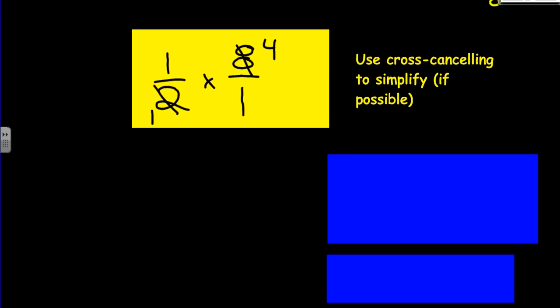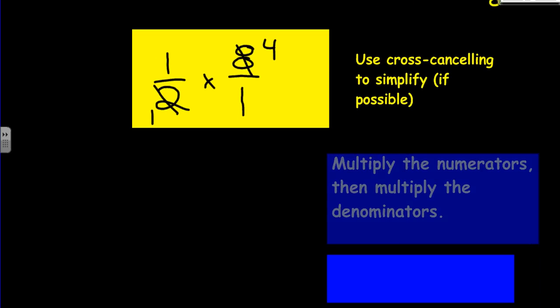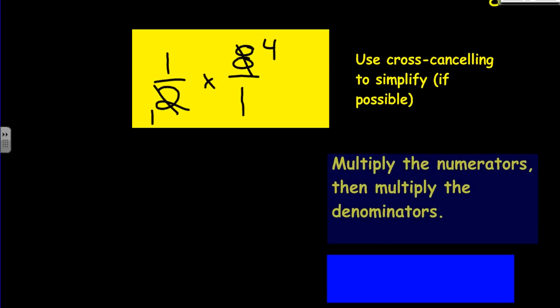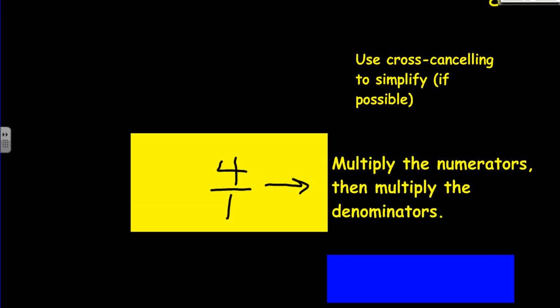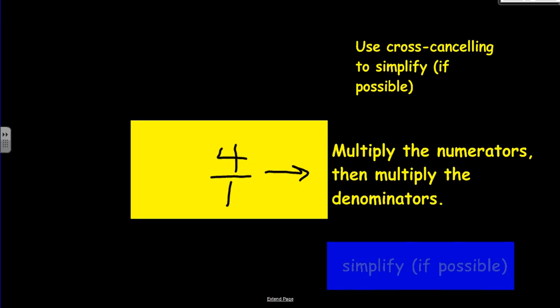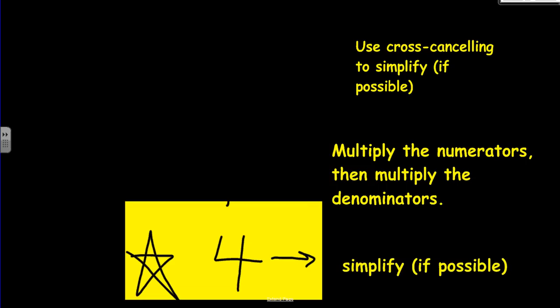Here you can see the cross-canceling to simplify. Then we're going to multiply the numerators and then multiply the denominators. So we have 4/1. And our next step is to simplify if possible. Again, this can be simplified into 4.